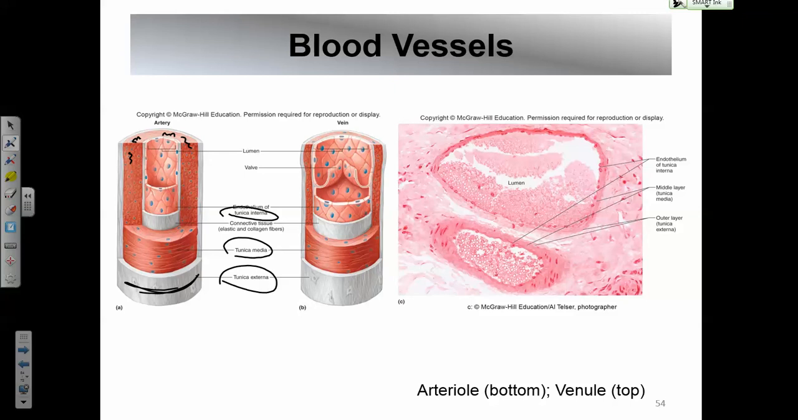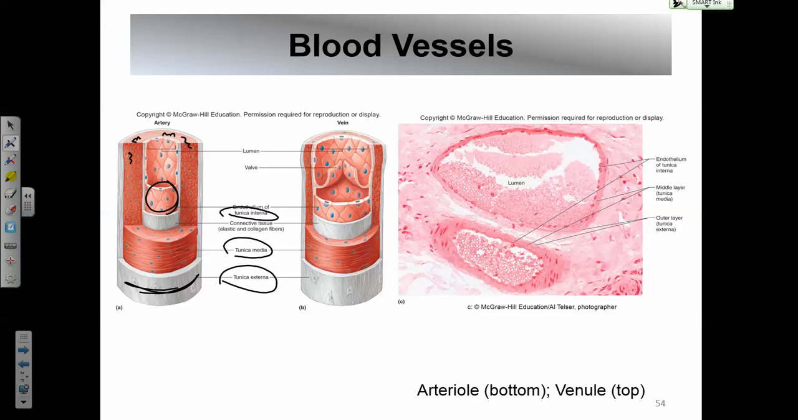But if you look at the tunica interna, or sometimes it's tunica intima, it is nothing but simple squamous epithelium. Okay? All of your blood vessels are lined with simple squamous. It's just the other parts of it change as you move on through.